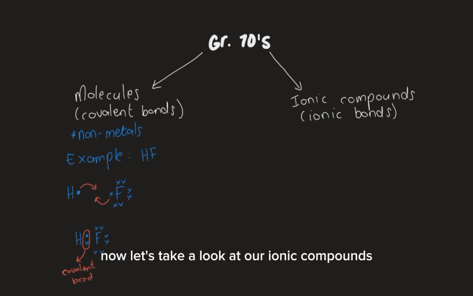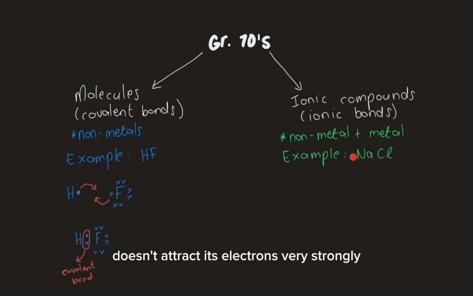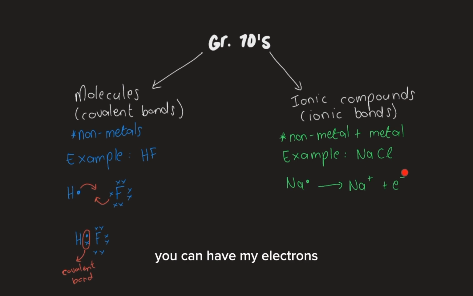Now let's take a look at our ionic compounds. Ionic compounds form with a non-metal and a metal. So the metal doesn't attract its electrons very strongly, whereas the non-metal normally has a high electronegativity, so they attract their electrons pretty strongly. So what happens is my metal says, okay, no, it's fine, you can have my electrons, because if I give them away, my outer shell will be empty, and then I will be stable.